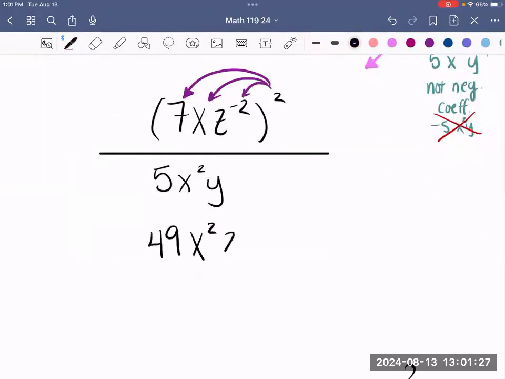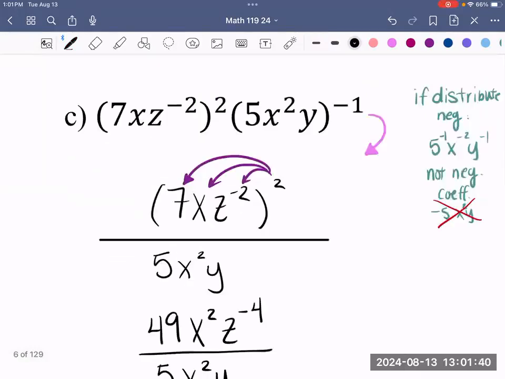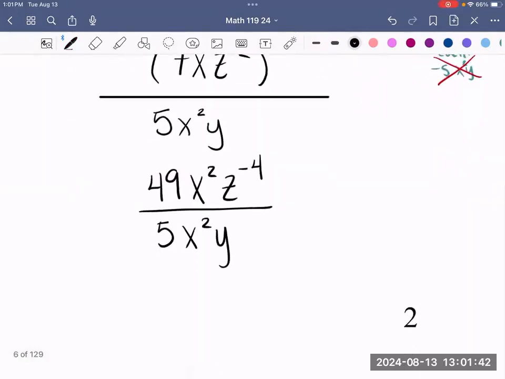X squared, z to the negative 4th, 5x squared, and we have y. Notice that you have an x squared on top as you do below. So we can cancel those out. We can drop that z to the 4th. And there you have it.